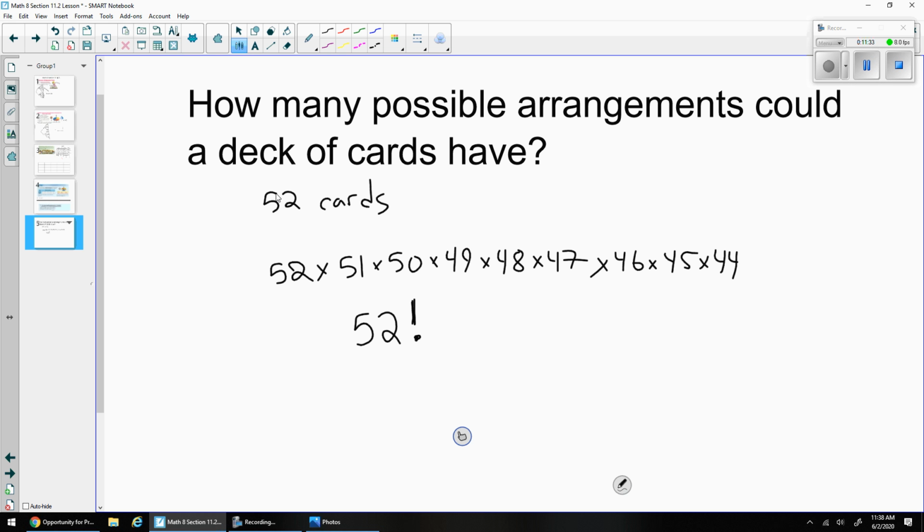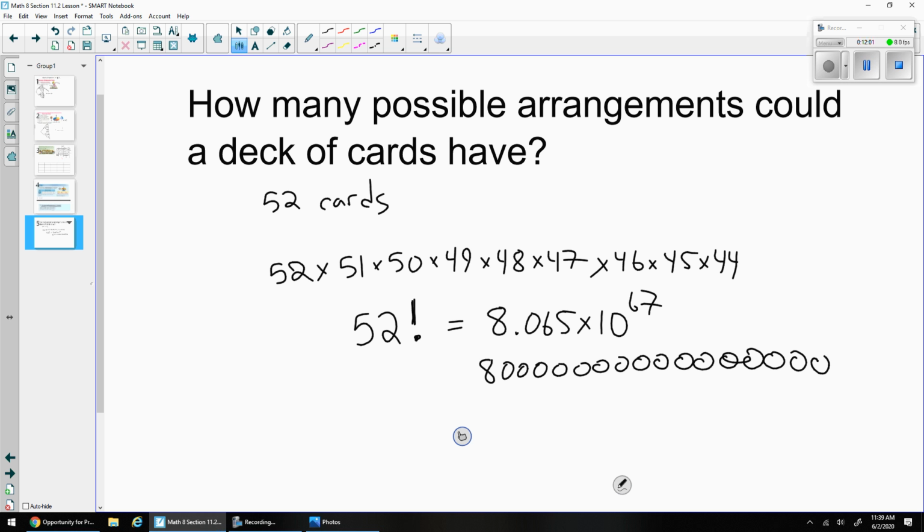Let me see on my calculator here. What does that equal to? That is equal to, this is an insane number, 8.065 times 10 to the 67. So that is 8 followed by, times 10 to the 67 means followed by 67 zeros. So this is a huge, huge number, way, way bigger than trillions. And then 67 zeros, right? Once I did 67 of these zeros, that would be how big this number is. Which means that there's that many different possible arrangements of a deck of cards.